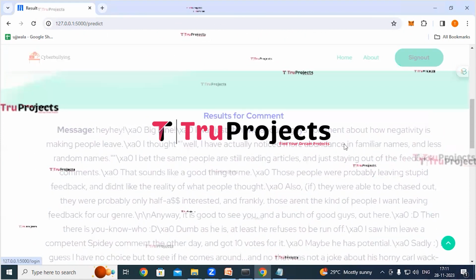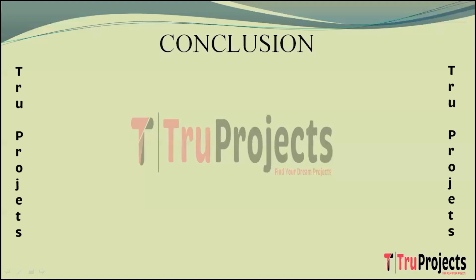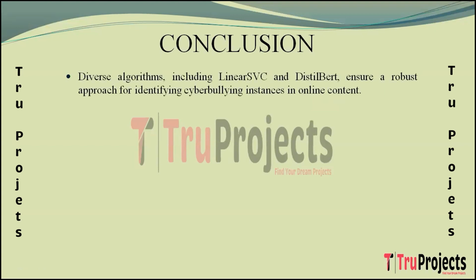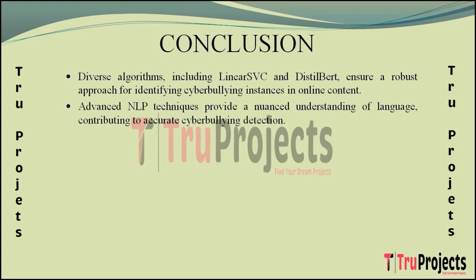Now click on the sign out link. So the conclusion here is the project successfully addresses the pressing issue of cyberbullying by employing a diverse set of machine learning algorithms, including linear SVC, logistic regression, DistilBERT, DistilRoBERTa, and Electra. This ensures a robust approach to identify instances of cyberbullying in online content. And by leveraging advanced natural language processing techniques, the project incorporates features such as text normalization, tokenization, and bag of words representation. This enables a nuanced understanding of the language used in online posts, contributing to the accurate detection of cyberbullying.